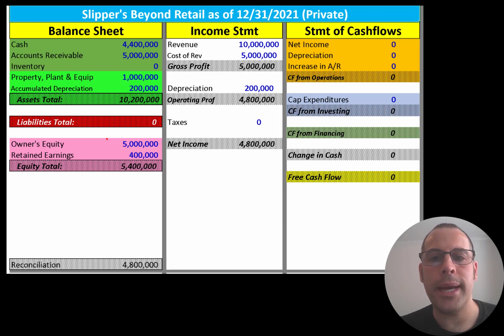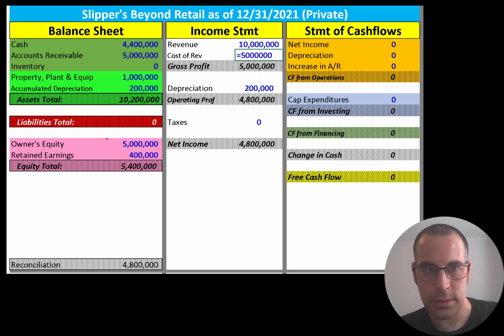Let's pay our 10 employees $50,000 each. That's $500,000. That goes in the cost of revenue because they're the ones who made the slippers.